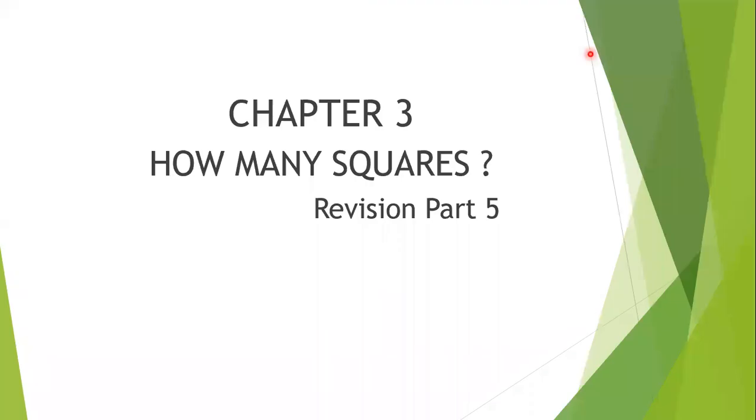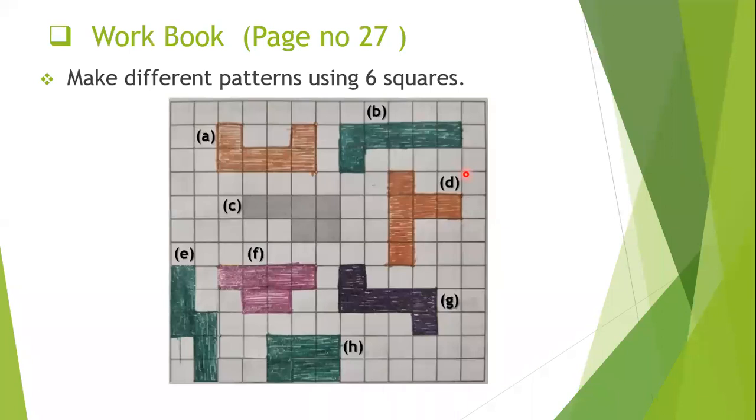Hello students, let us continue the revision of chapter 3, how many squares. Children, today we are doing the last part of the revision of this lesson. In the last video, you have learned how to make different shapes using 5 squares. And today, we are going to solve the same type of question from workbook, page number 27. And this you can draw in the workbook itself.